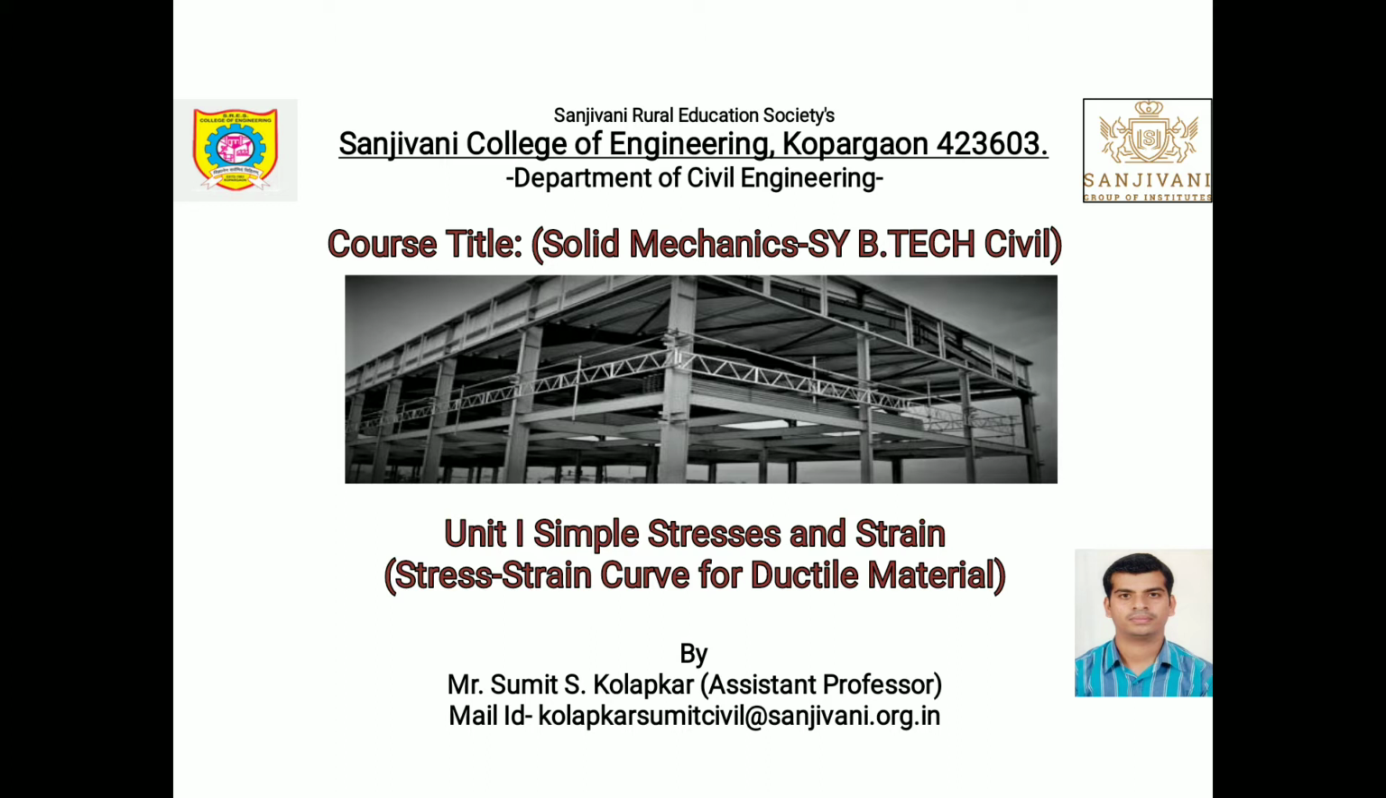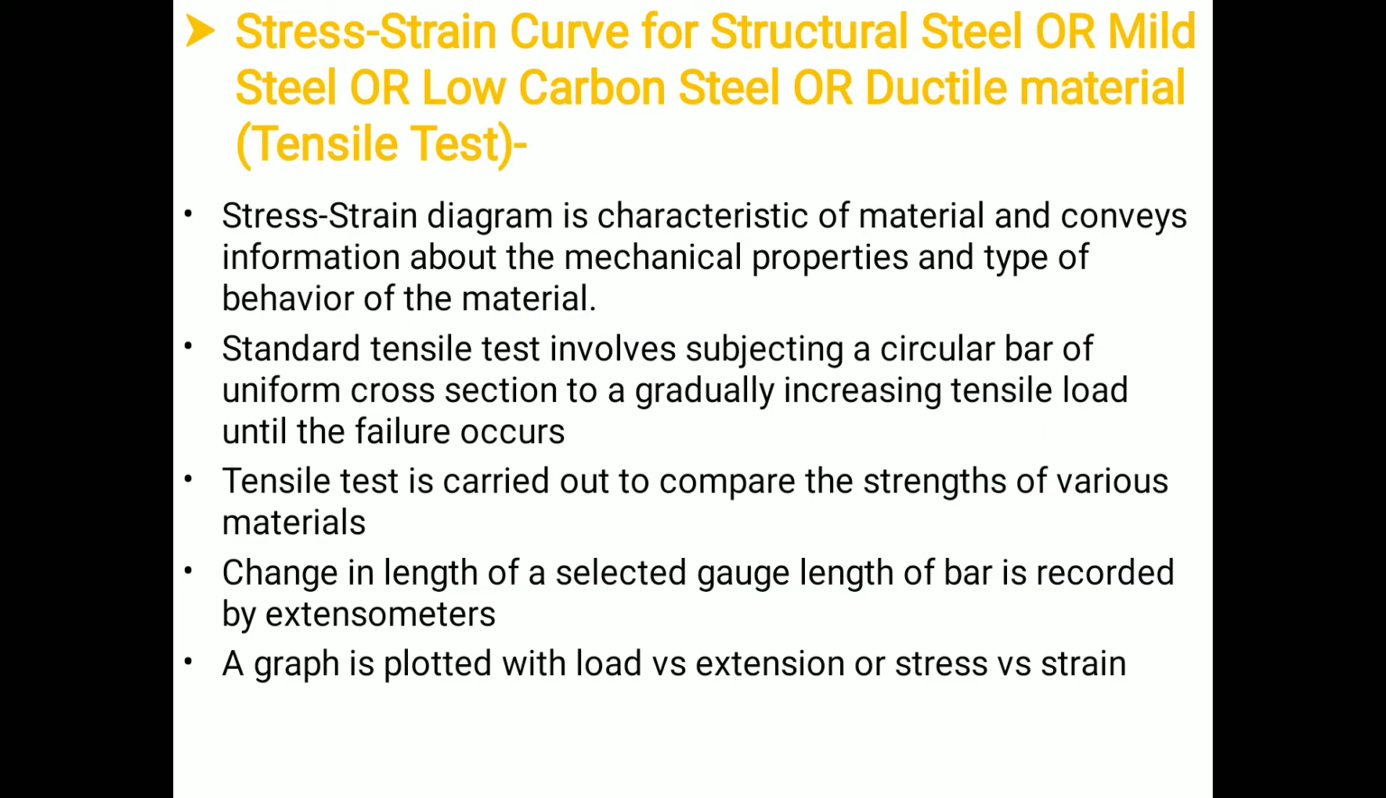In today's lecture, we are going to discuss a new topic: the stress strain curve for different materials. But we will discuss the ductile material in today's lecture. Remember that the ductile material is also known as structural steel or mild steel or low carbon steel. It is known as low carbon steel because as the carbon content decreases, the material becomes more ductile, and if I increase the carbon content, the material becomes more brittle.